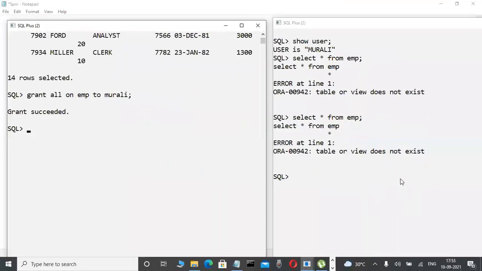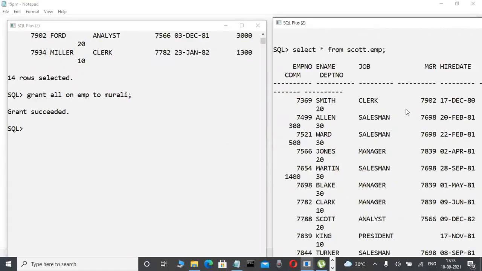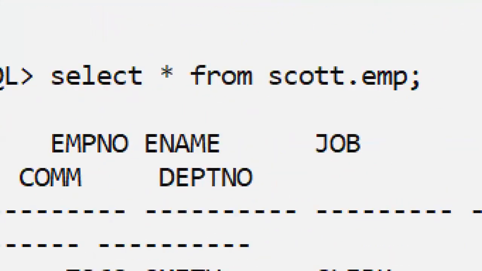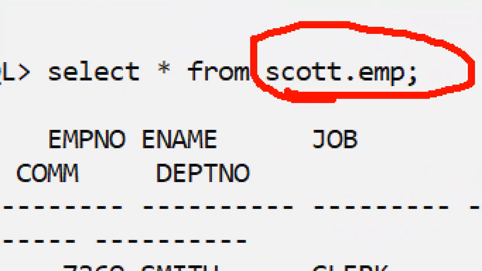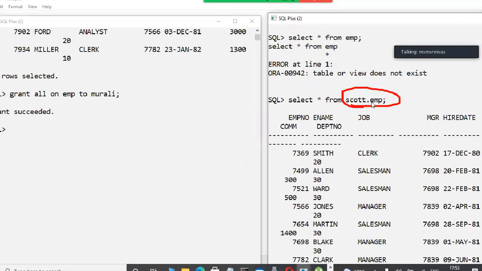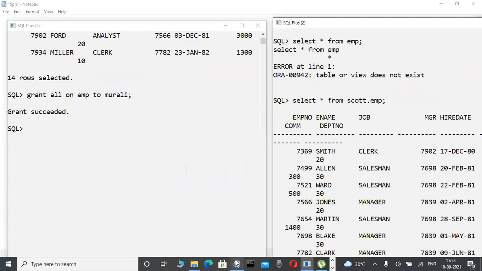That is a rule, otherwise it won't work. Now check it out. Select star from Scott.emp. I'm typing it now. Is it working or not? Username dot object name only. Username dot object name. It is working. Okay? Yes, these types of rules are there.